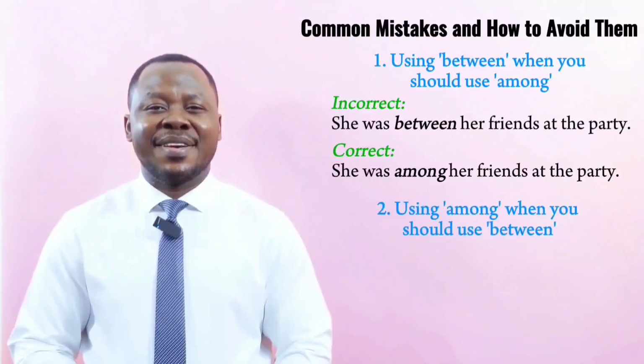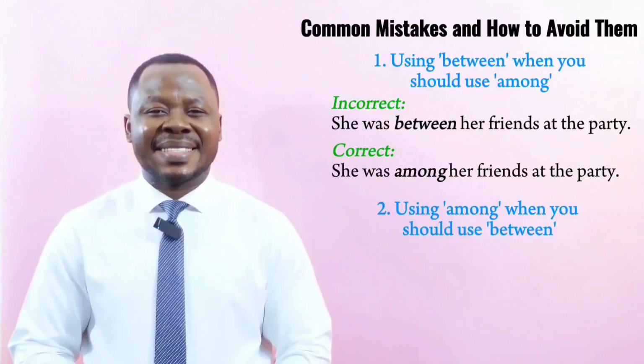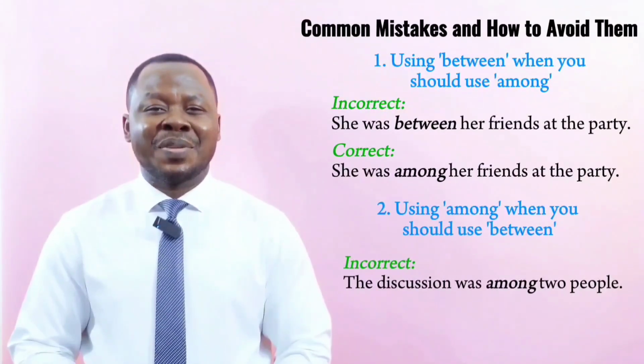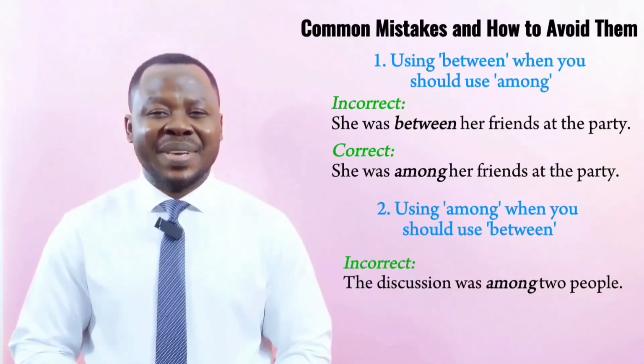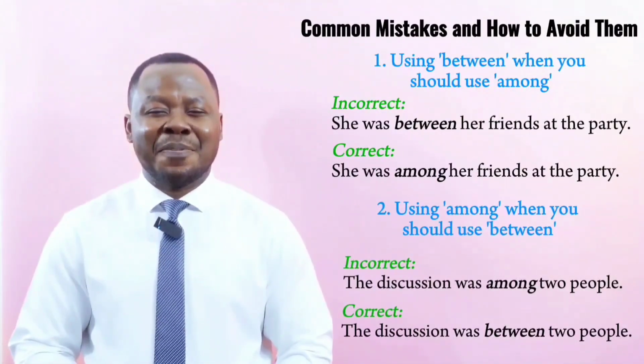2. Using among when you should use between. For example, it's incorrect to say, "The discussion was among two people." That is incorrect because when referring to only two people, the correct preposition to use is between. As a result of that, the correct sentence should be, "The discussion was between two people."